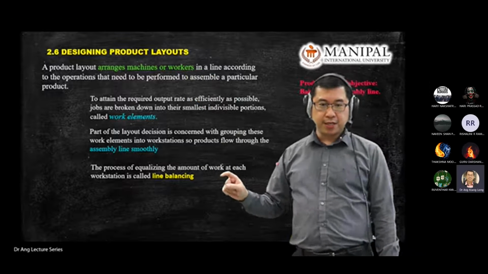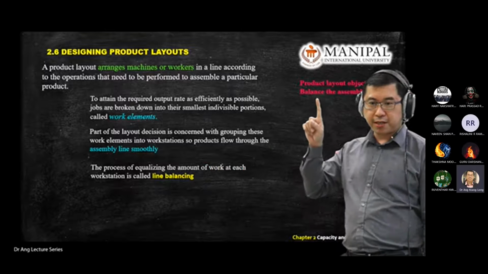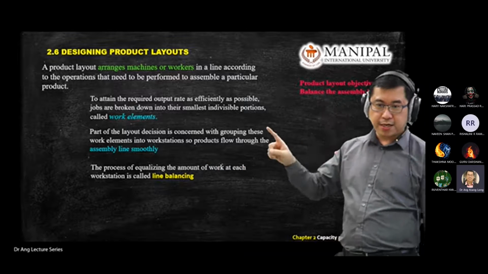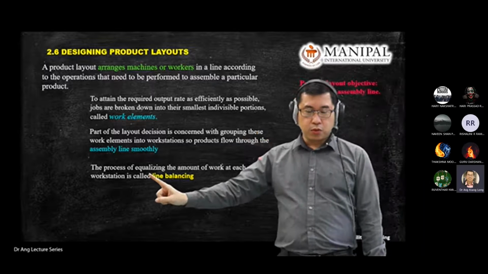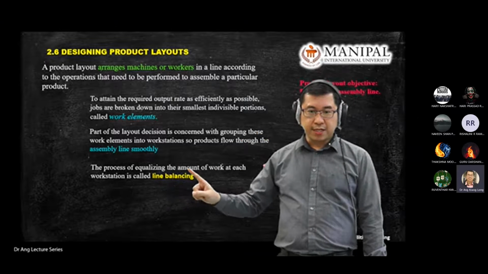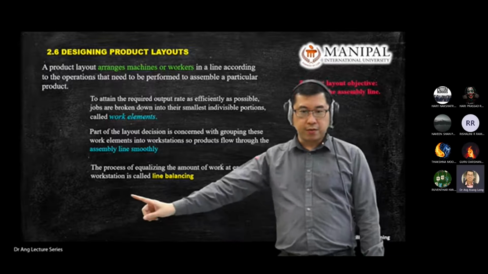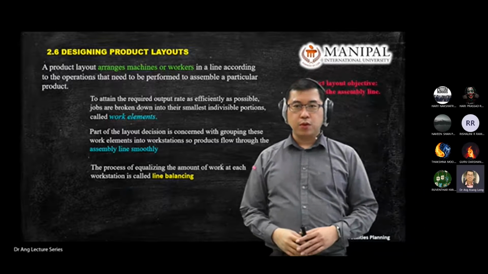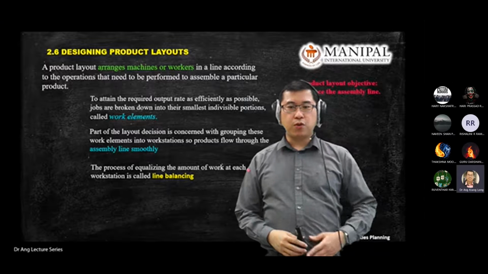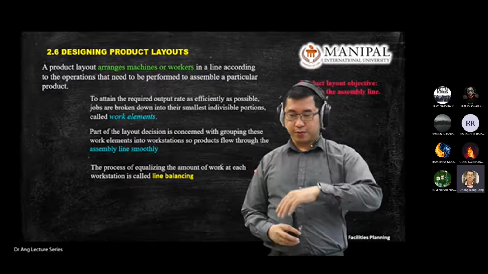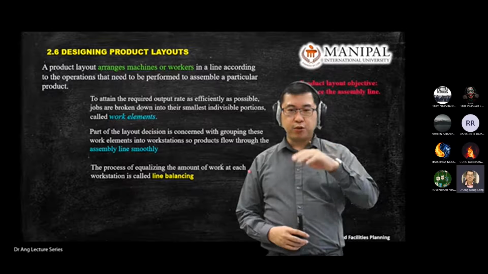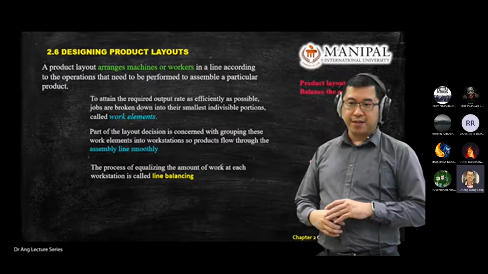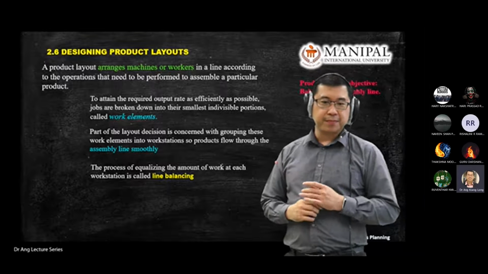Why line balancing? It is because your objective of product layout is to balance the assembly line, meaning that you equalize the amount of workload at each workstation. You reduce the pile build up of the workload, right?